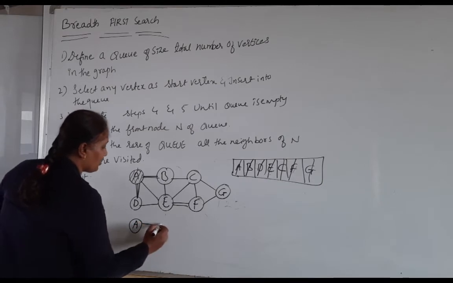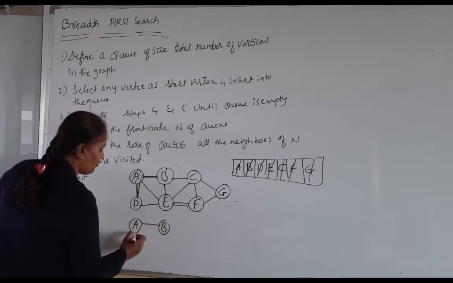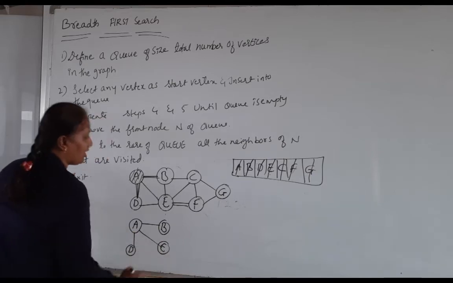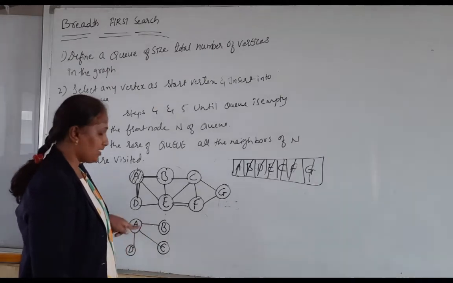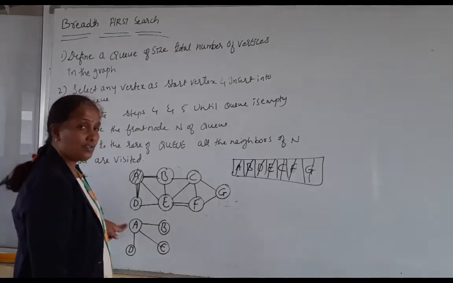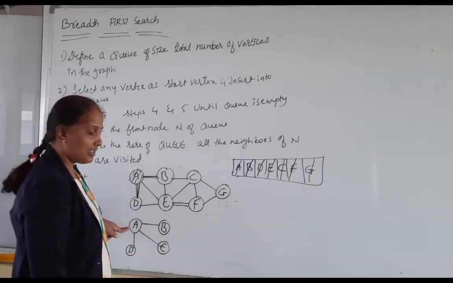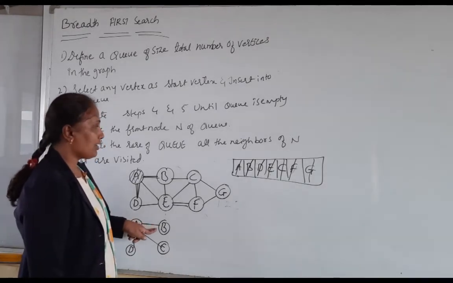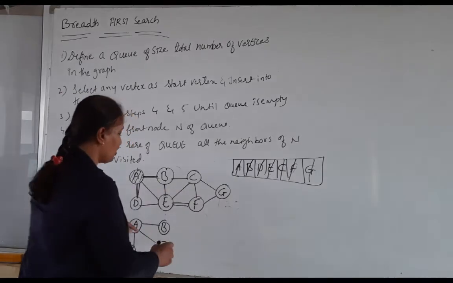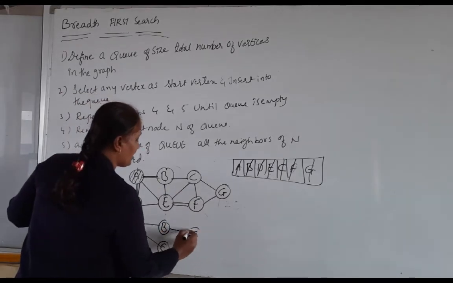From this A, we visited B, we visited D, then we visited E. Okay. Next, from B, these are the vertices we visited when we marked A as visited. So these are the neighbors of A. Next, the neighbors of B we had considered. So from B we had visited C.